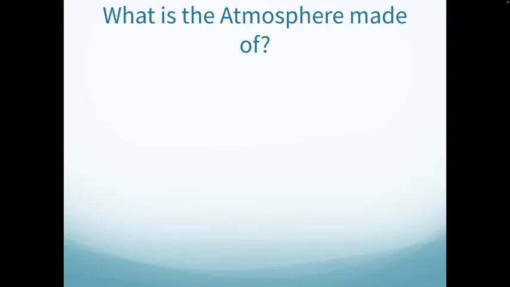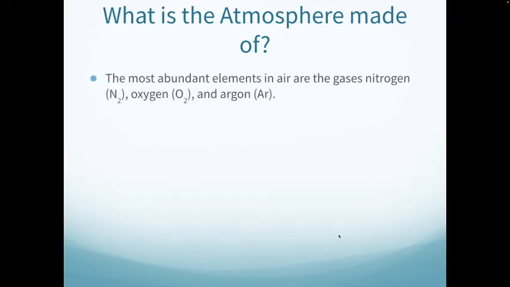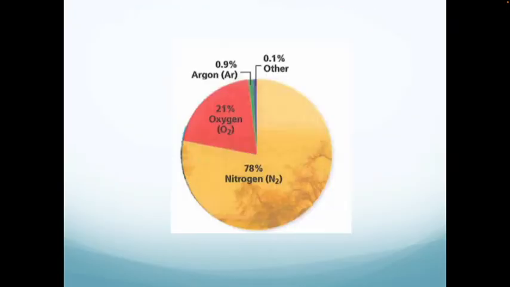Alright, so what is the atmosphere made of? The most abundant elements in the air are the gases nitrogen, oxygen, and argon. Those are the three main parts of the atmosphere. Here's a breakdown showing the percentages. The atmosphere is 78% nitrogen, 21% oxygen, 0.9% argon, and then 0.1% other elements. These would be elements that exist in very small concentrations, and there's a variety of those, which we'll look at more later.